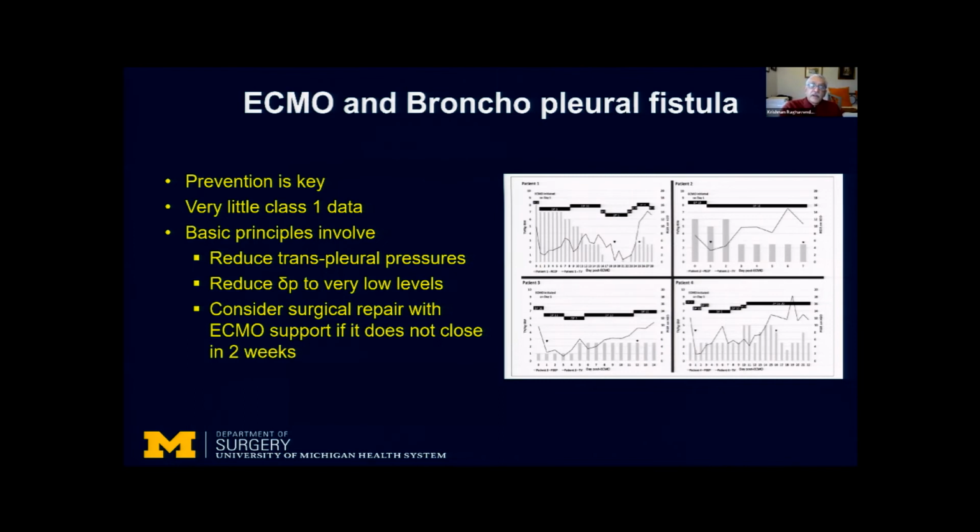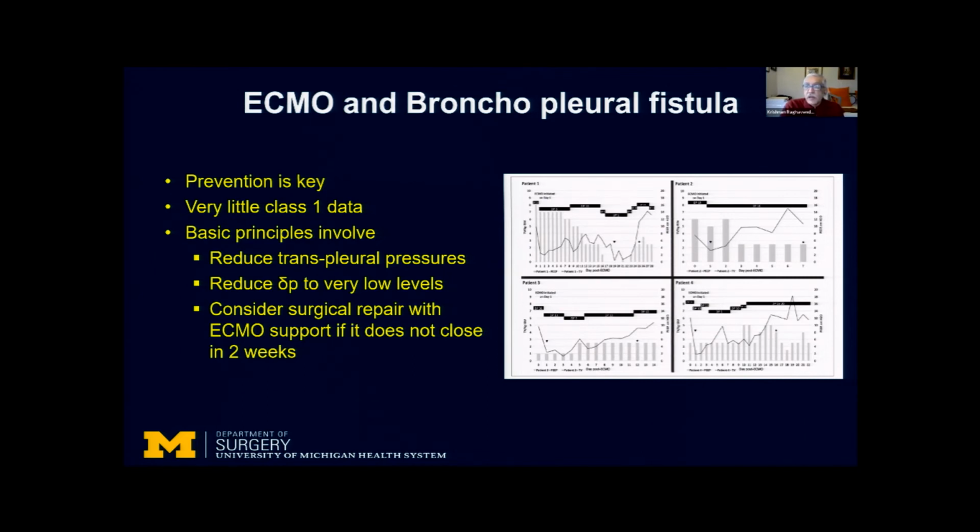I was also briefly asked to touch base on the role of ECMO in bronchopleural fistulas. As you know very well, bronchopleural fistula is a major problem and potentially related to barotrauma, related to high tidal volume or high pressure ventilation. And as you can imagine, prevention is key. Once the bronchopleural fistula happens, and you're losing a tidal volume of approximately 30% of what you put your mechanical ventilator on, there is little you can do other than continue with lung protective strategy.